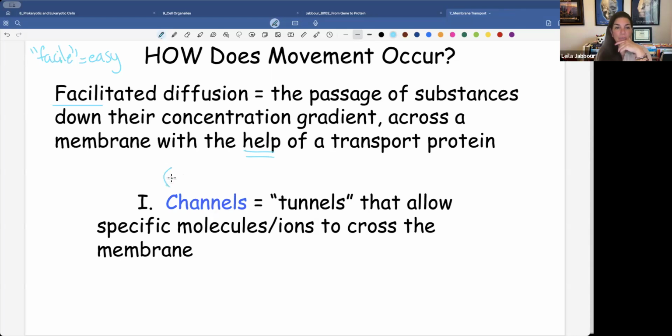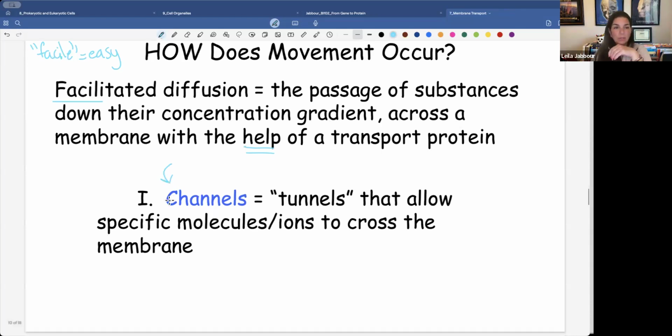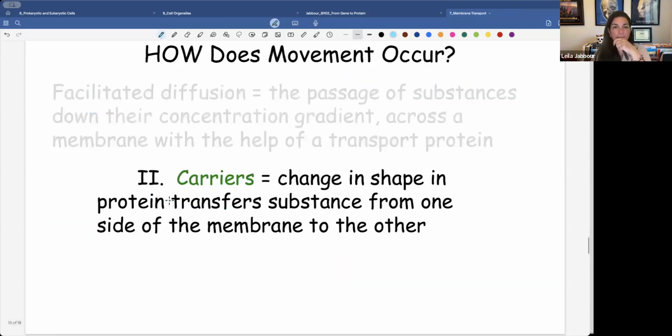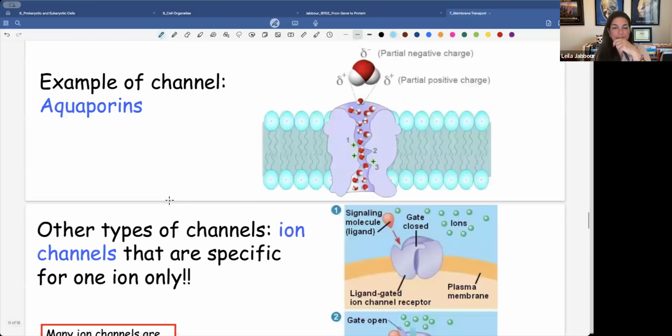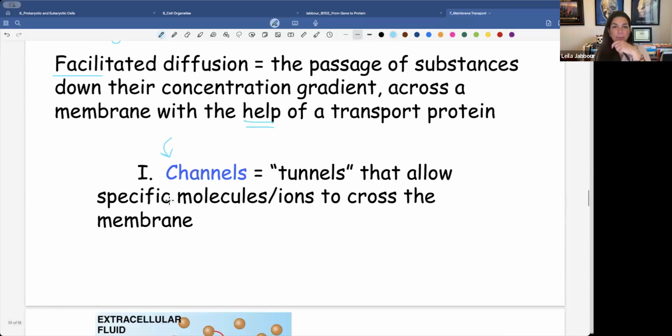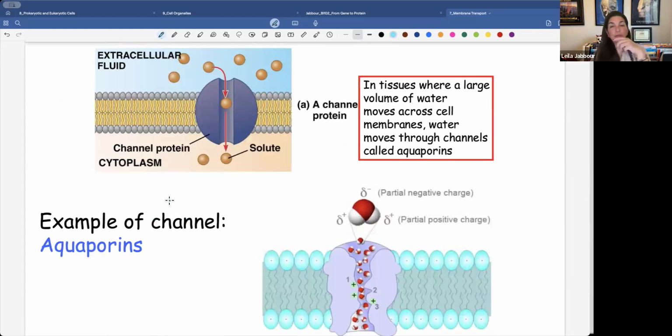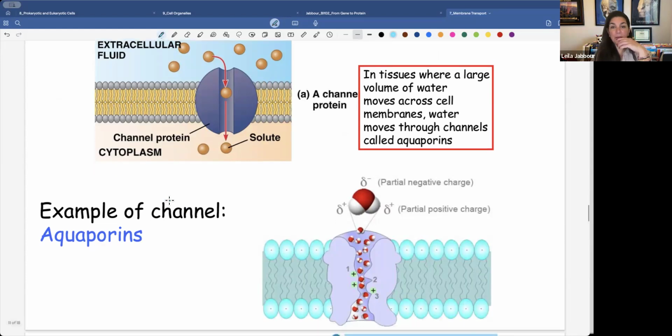So we have channels that can help with that, or carriers. All right. The channels are tunnels, and they're very specific. In general, we have a sodium channel that's just for sodium ions. We have calcium channels that are just for calcium, fluoride. Every ion has its own channel. And a very, very important channel are aquaporins. So not only are they channels for water, but they happen to have even their own special name.